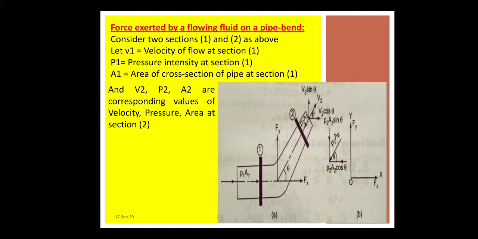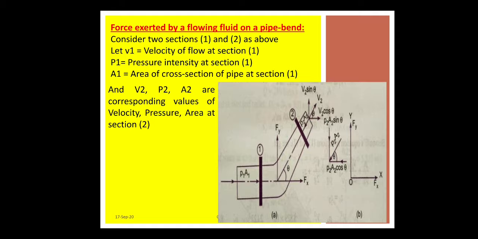Taking the area into consideration, we write p2a2 sin theta for the x axis, and p2a2 cos theta for the y axis. So with this figure, after labeling the pipe, then write the data.